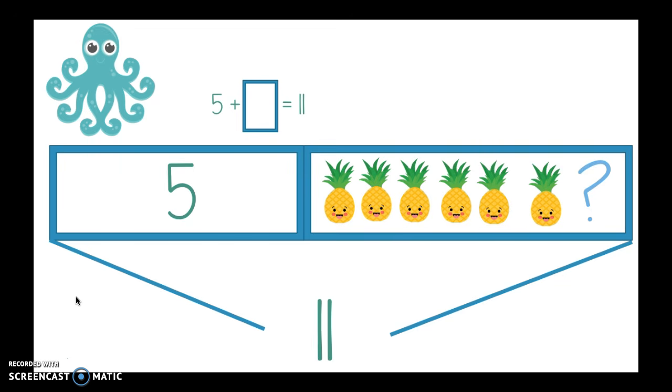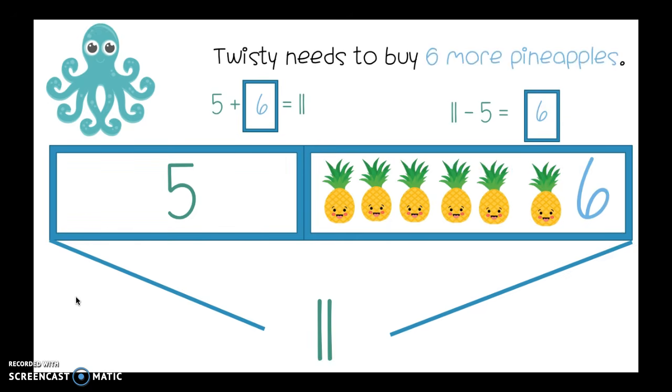So that's kind of what I want you to work on today. If you feel super comfortable, you can just go all numbers in your tape diagram. But if not, I recommend counting on or subtracting back using your good pictures. So now I can see 1, 2, 3, 4, 5, 6. He needs to get 6 more pineapples. All right, I can add that into my number sentence. 5 plus 6 equals 11. Like I said before, I could subtract 11 minus 5, 11, 10, 9, 8, 7, 6. And then my good statement would be that Twisty needs to buy 6 more pineapples.